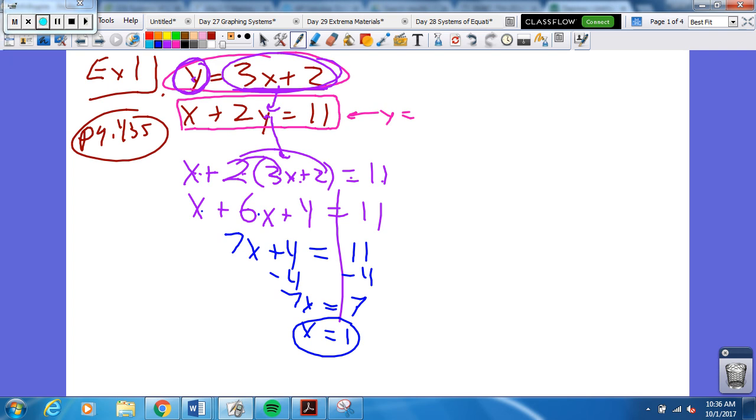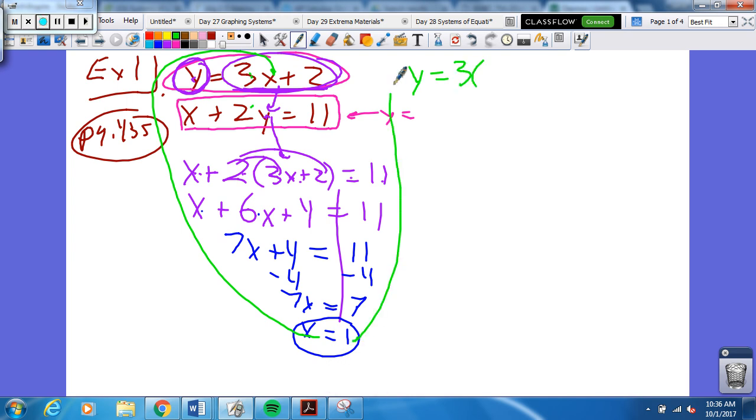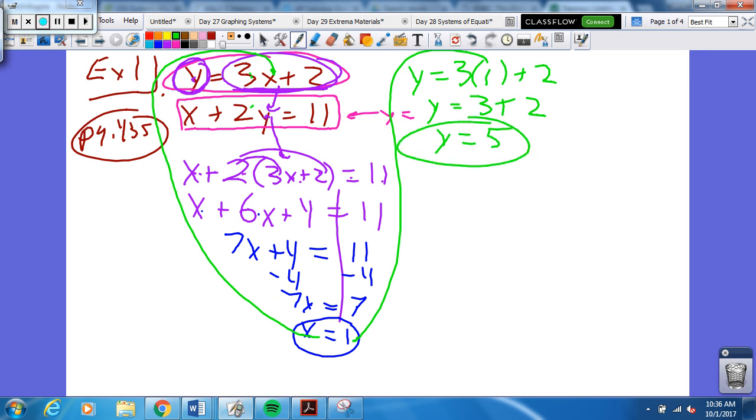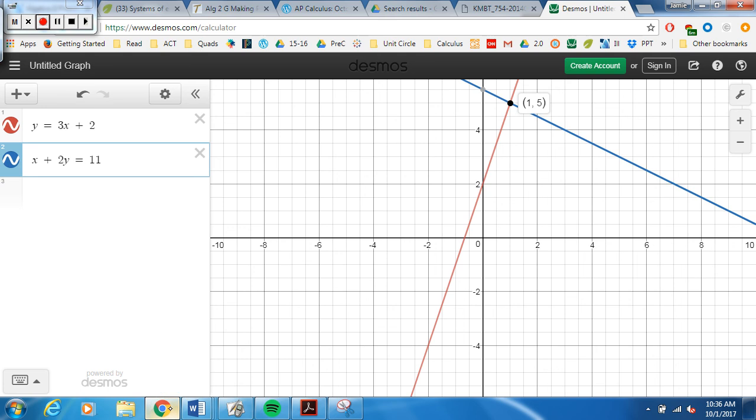Alright, so what can I do to get the y? Oh yeah, plug in, no problem. I can plug into either one of these. I'm going to choose the top one because it's easy. So I want to know what y equals, and y equals 3 times x, but I'm going to substitute again, 1 right here, plus 2. So y equals 3 times 1 is 3, plus 2, y equals 5. There you go. So x is 1 and y is 5, and that's exactly what we would get if we were to graph them. Got it. Okay, 1, 5. So love graphing, but sometimes you gotta substitute, no problem.